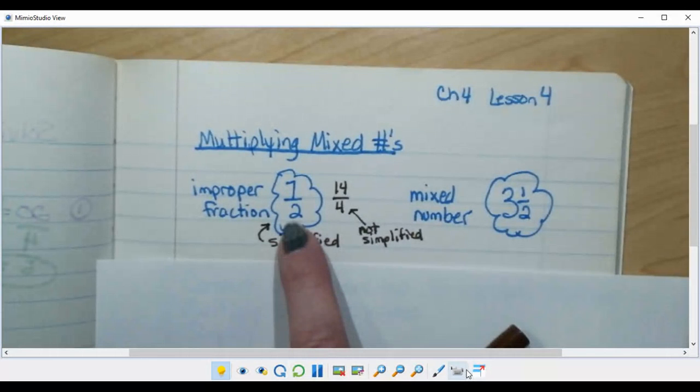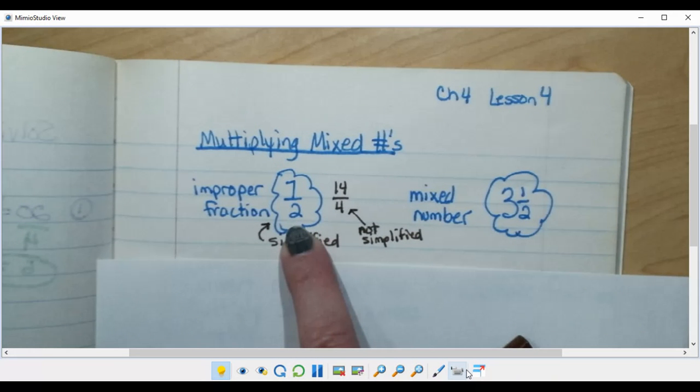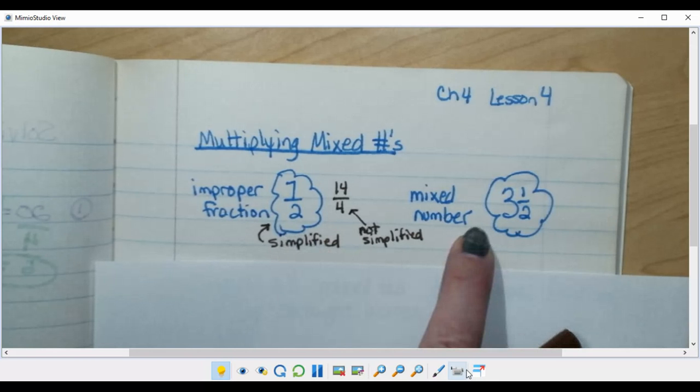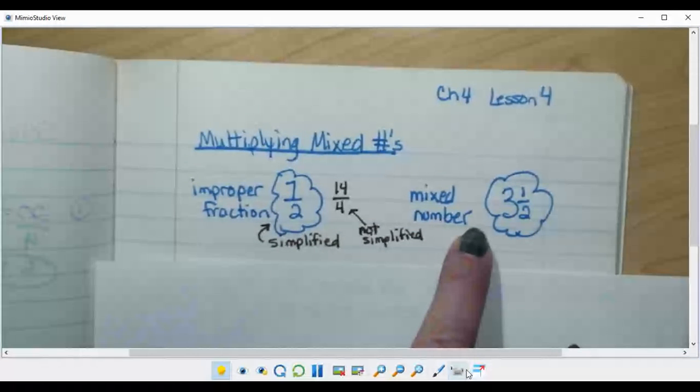It is acceptable to leave it in improper form. There are some cases where you'd want to switch it, like a measurement or something like that. But for just a general calculation, you can absolutely leave it as an improper fraction. You are not required to switch it to a mixed number. Okay, let's get into this.